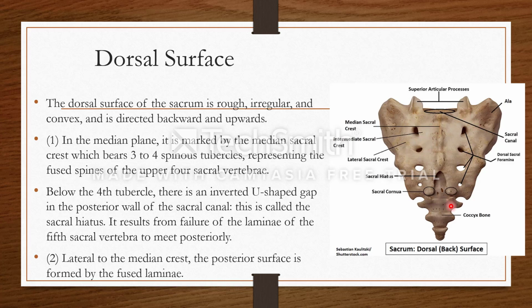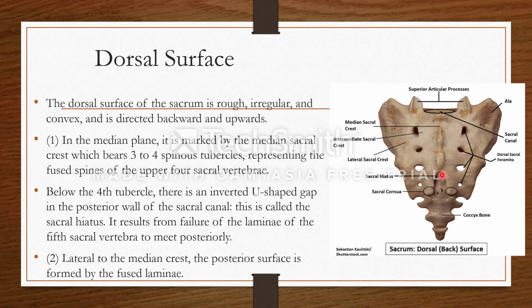Now we will discuss the dorsal surface. The dorsal surface of the sacrum is very rough and irregular. It is convex and directed backwards and upwards. In the median plane, it is marked by the median sacral crest, which bears 3 to 4 spinous tubercles representing the fused spines of the upper 4 sacral vertebrae. This is the first spinous tubercle, then the second, the third, and there can be a fourth spinous tubercle also.